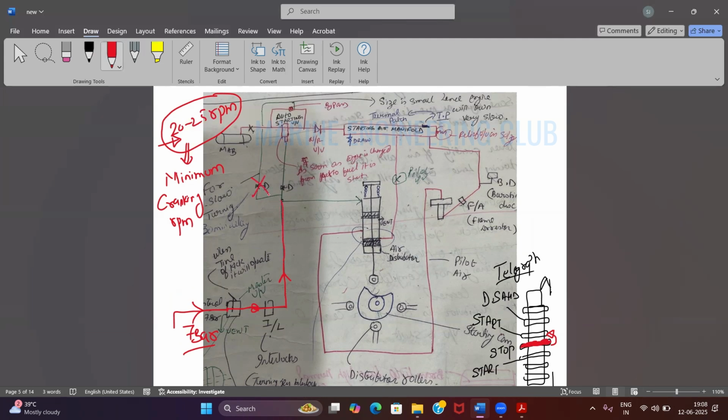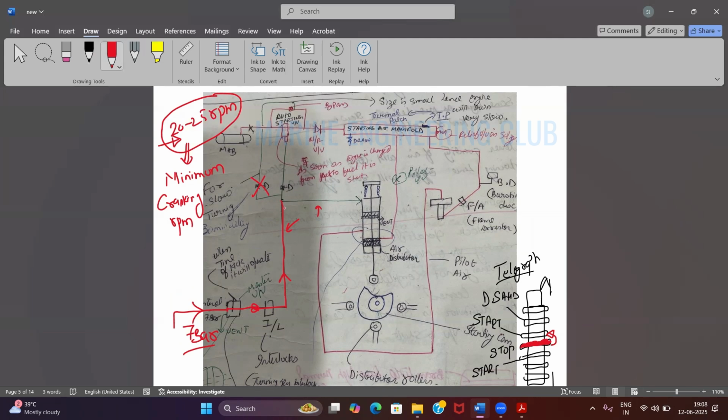Right now, leave this part. I will explain later what the vent in the master valve is. Normally, once you put it on stop, it will vent the line air. This line air will be vented out from this master valve. Okay, sir. I'll come to that.